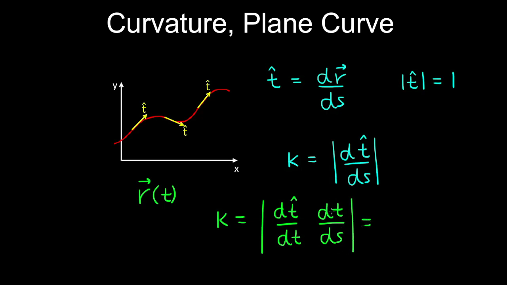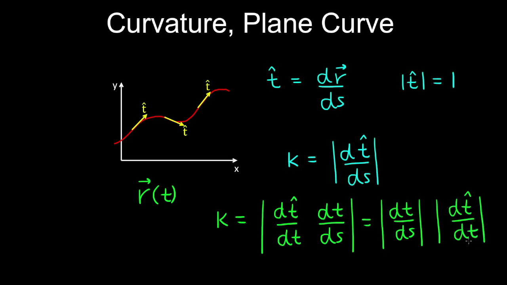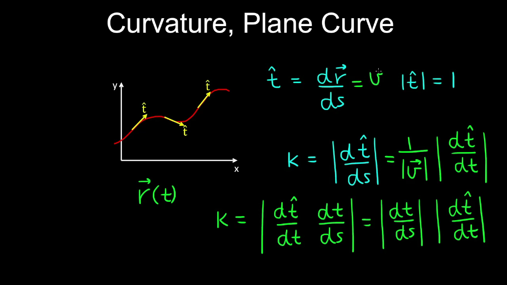So recall that the magnitude of a scalar multiplied by a vector is equal to the absolute value of the scalar multiplied by the magnitude of the vector, being the derivative of the tangent vector with respect to t. And recall that the derivative of t with respect to s was equal to the reciprocal of the magnitude of the velocity vector. So we can write the curvature in terms of the parameter t, where t hat is the unit tangent vector, which can also be written as follows.